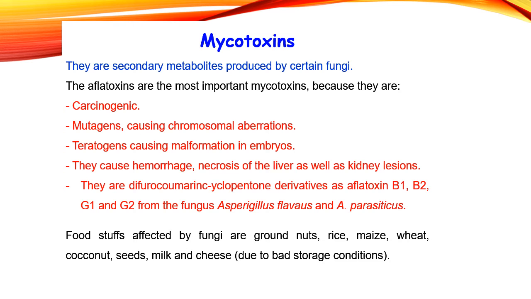There are several constituents under the name aflatoxin: aflatoxin B1, B2, G1 and G2, from the fungus Aspergillus flavus and Aspergillus parasiticus. Foodstuff may be contaminated with mycotoxin due to bad storage, especially food rich in lipid material and sugars, such as nuts, rice, maize, wheat, coconut, seeds, milk, and cheese.